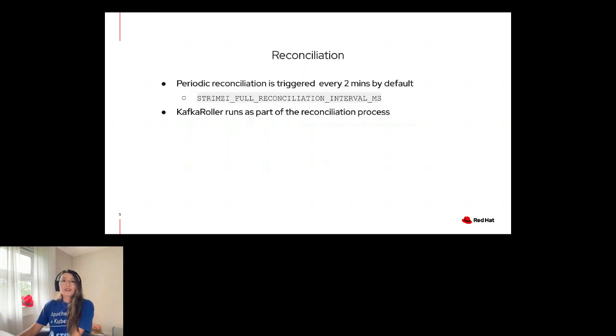Strimzi has a periodic reconciliation, which gets triggered every 2 minutes by default. This interval can be reconfigured using a Strimzi environment variable. Reconciliation not only gets triggered by the timer, but there are certain events that trigger the reconciliation as well. And KafkaRoller runs as part of this reconciliation process.